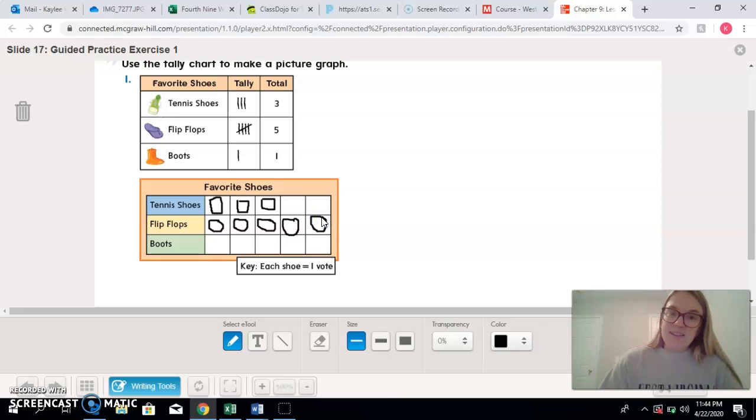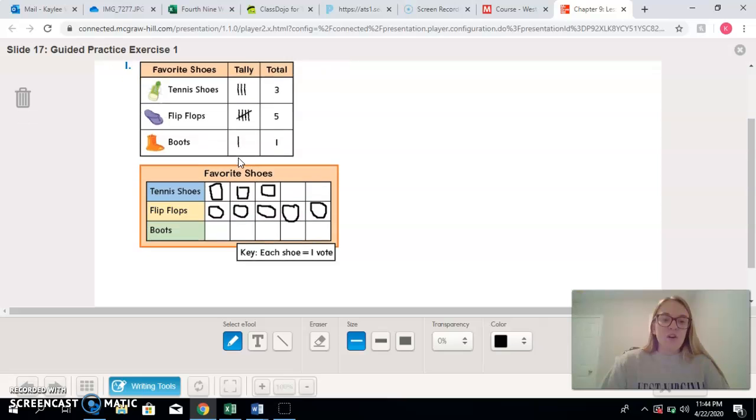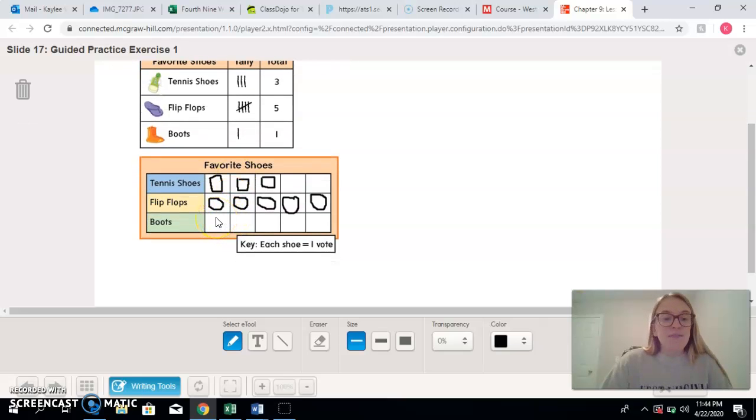Good thing 6 people did not say that they had their favorite shoe as flip-flops because we would have run out of room. And then if you go to your last one, boots, it looks like there is 1 tally mark. So that means that 1 tally mark is 1 vote. So 1 person said that their favorite shoe was boots. So for the boots, for my picture graph, I'm going to draw a triangle. But if you would like to draw an actual boot, then you may.